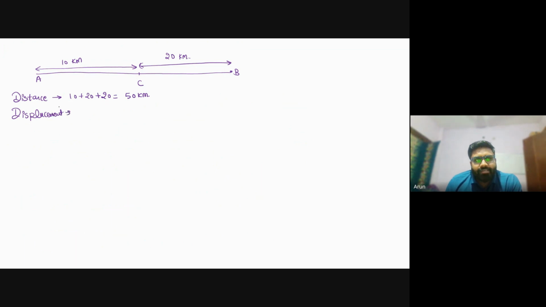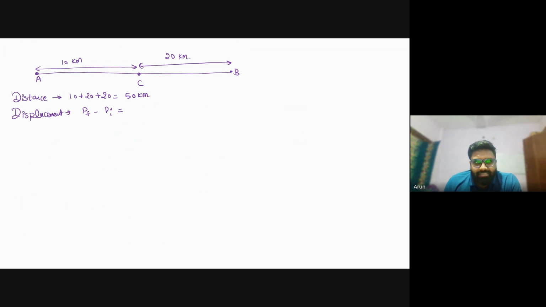The displacement here is what? What is the initial point of journey? From where it has started? It has started from point A and finally reaches point C. So we know that displacement is nothing but position final minus position initial. So final position is C and initial position is A.